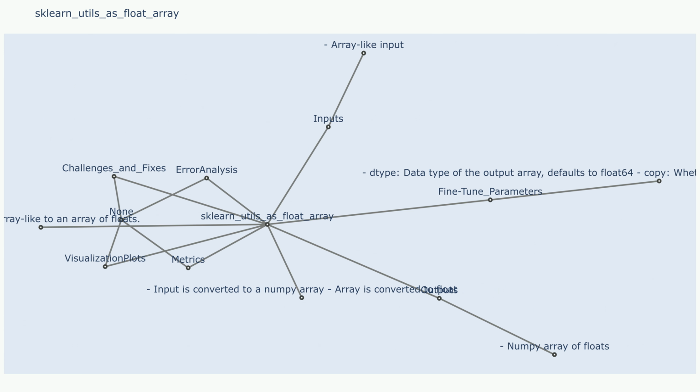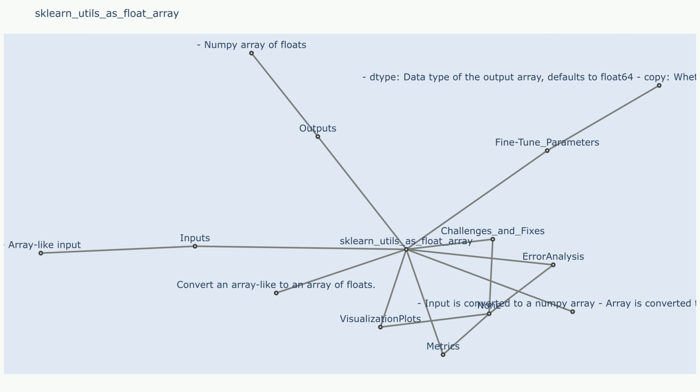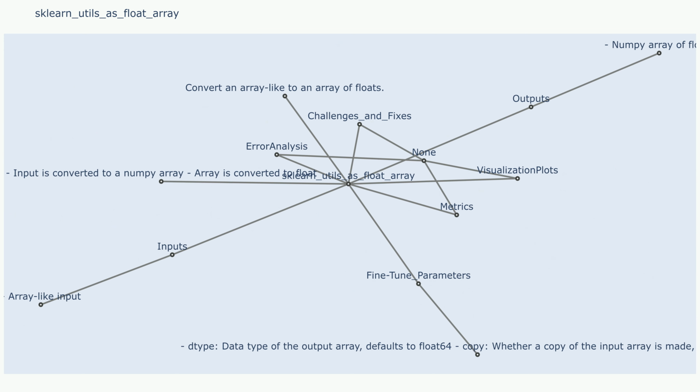force_all_finite: if true, check that all values are finite, not None or INF. If false, the function will pass through any non-finite values. Outputs: X_out, a NumPy array with floating point data type. Converted: a Boolean value indicating whether the input data was converted to a new array.